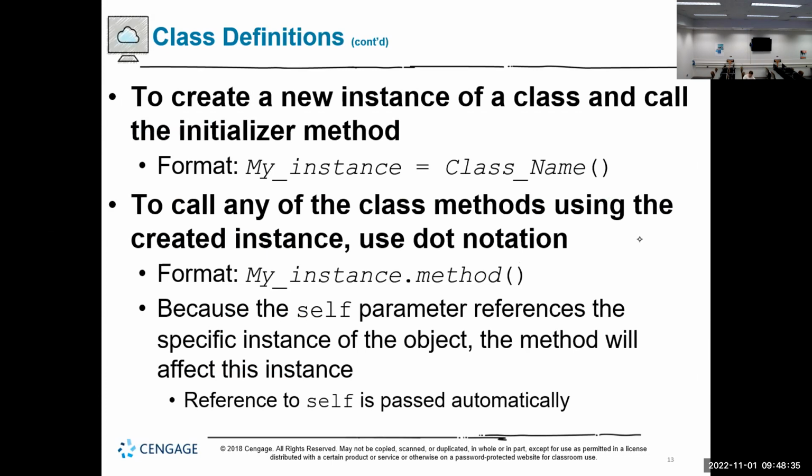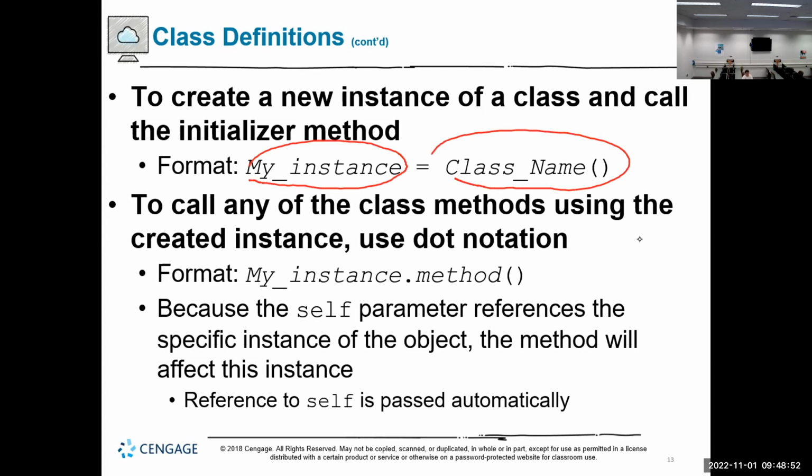Now, how do you create a new instance from the class? That's the example. That is the syntax. You can use my_instance, that is the name, you can put whatever you need, and you see the class name here. That is the way you generate an instance from the class.